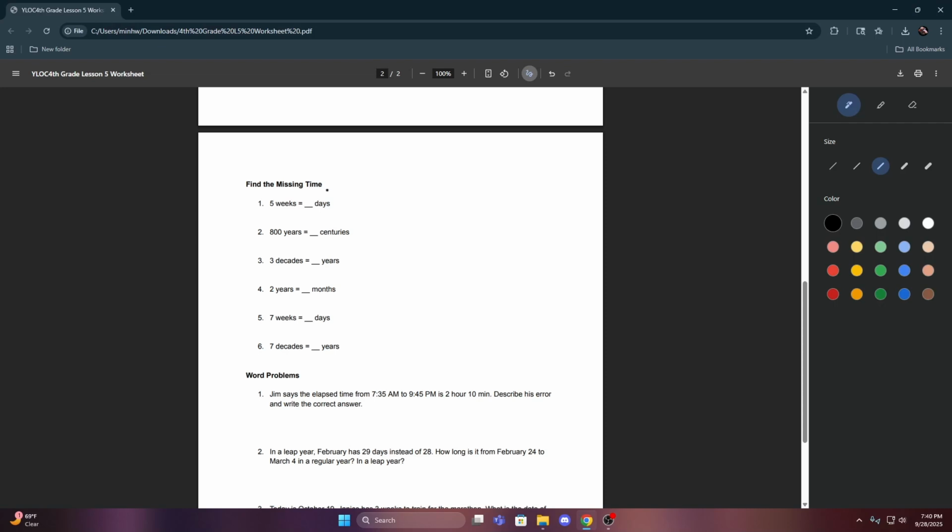Find the missing time. Now these types of questions are conversion questions, which is another way of saying changing from a certain type of time to another type. So 5 weeks turns into a certain amount of days. Now we know that in 1 week there are 7 days. So if there are 5 weeks, that would mean it's 5 times 7, which equals 35. So you would find that it's 35 days.